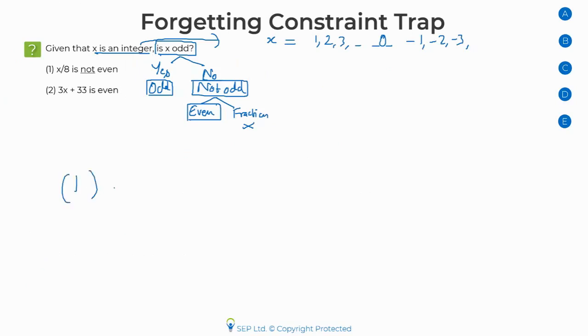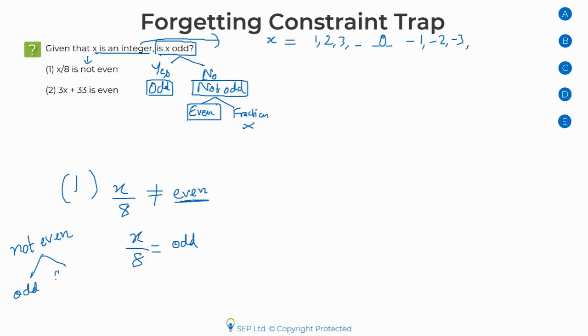First statement. x by 8 is not even. In fact, I went to the extent of underlining the not. So what did a lot of you do? You saw the not and said x by 8 is not even, so x by 8 should be odd. But unfortunately, not even is the logical opposite of even, and not even can therefore mean odd or a fraction.